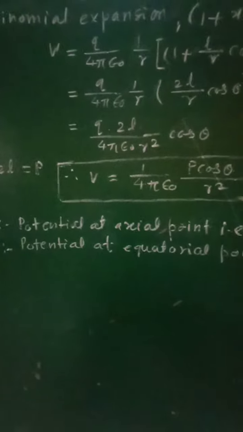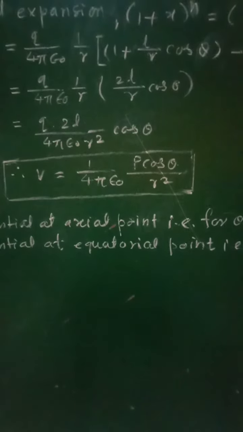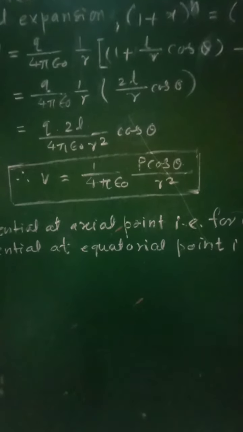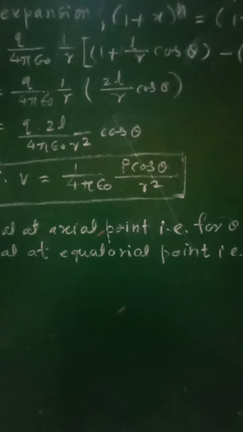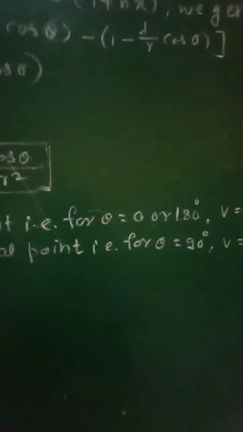Now the second case, if the potential at an equatorial point is considered, that means if point C lies on the equator of that electric dipole, then theta will be equal to 90 degrees. Now cos theta will be equal to 0, and therefore potential phi will be equal to 0.